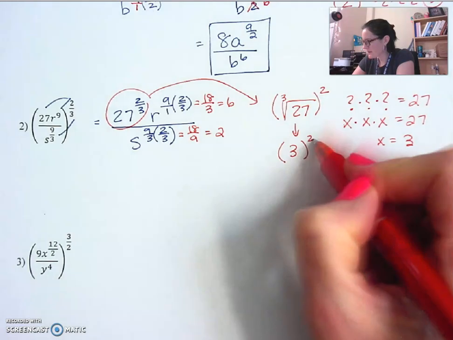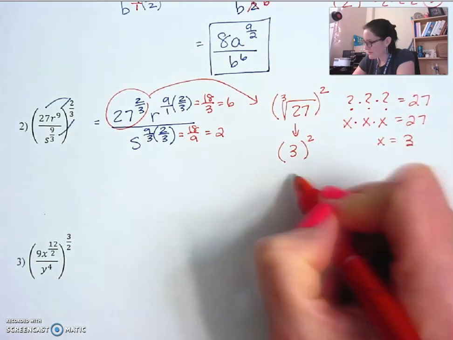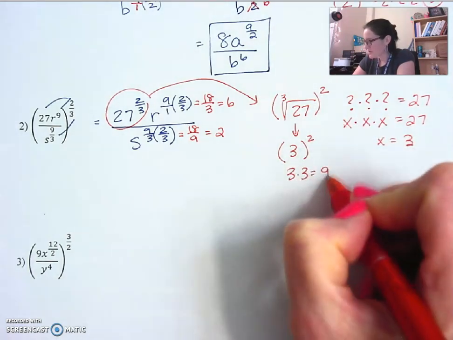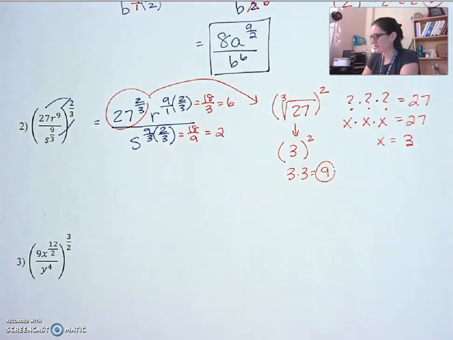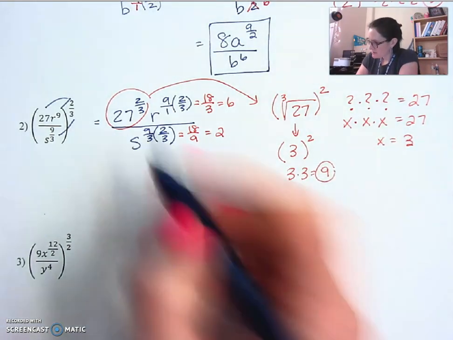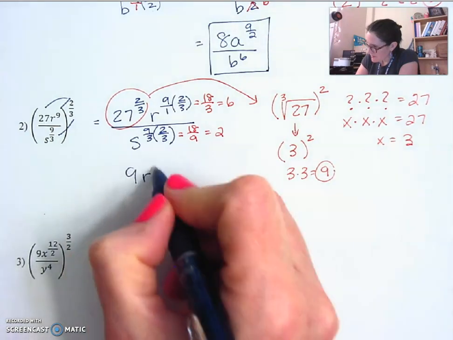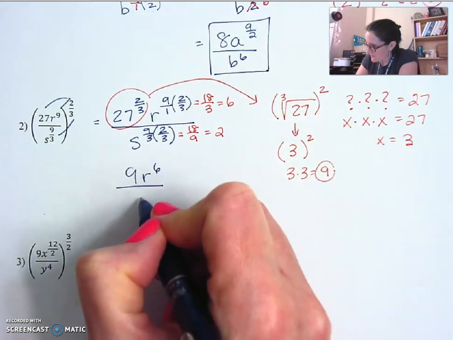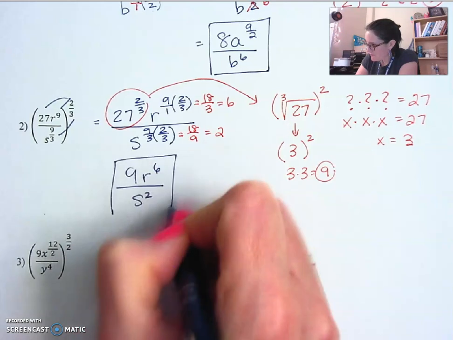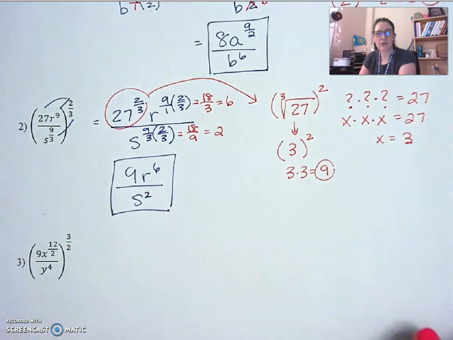And then we are squaring that. So that means 3 times 3, which is 9. So that's my final answer there for the number chunk. So now I have 9r to the 6 over s squared. And I want you to pause the video and try number 3 by yourself before you come back.